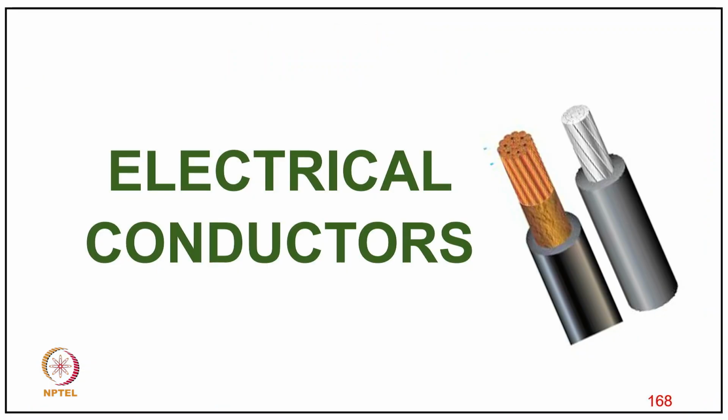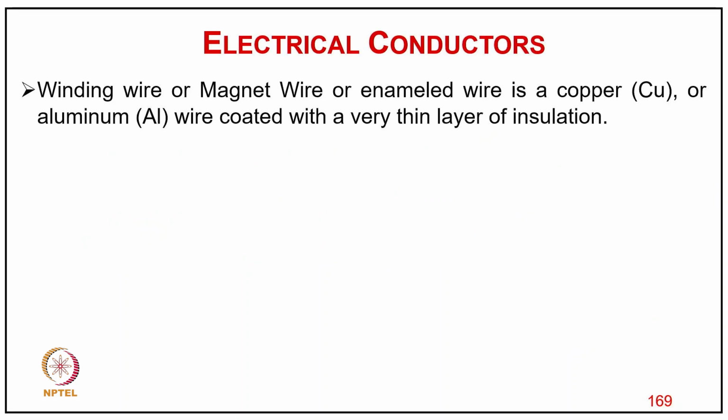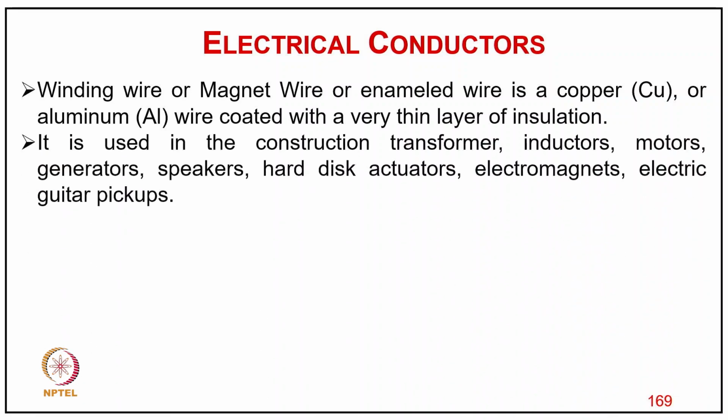Now coming to electrical conductors, as you can see, we use electrical conductors for different electrical equipment. Almost every electrical equipment, starting from cable, transformer, rotating machine, or other components like inductors, uses these electrical conductors. So winding wires or magnet wires are enamelled wire, which is a copper or aluminum wire coated with a very thin layer of insulation, and is used in the construction of transformers, inductors, motors, generators, speakers, hard disk actuators, electromagnets, and electric guitar pickups.